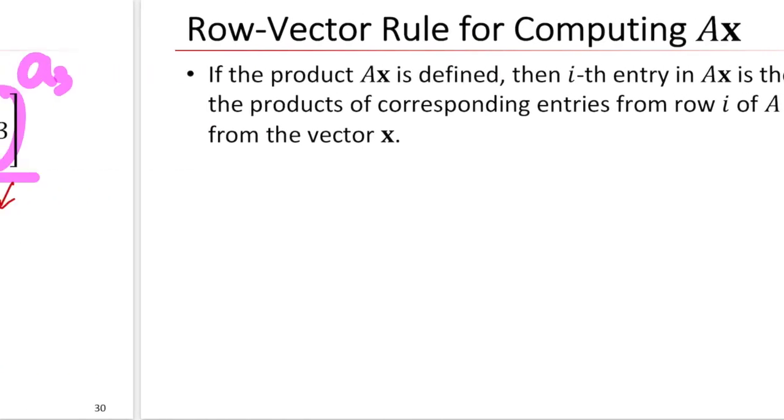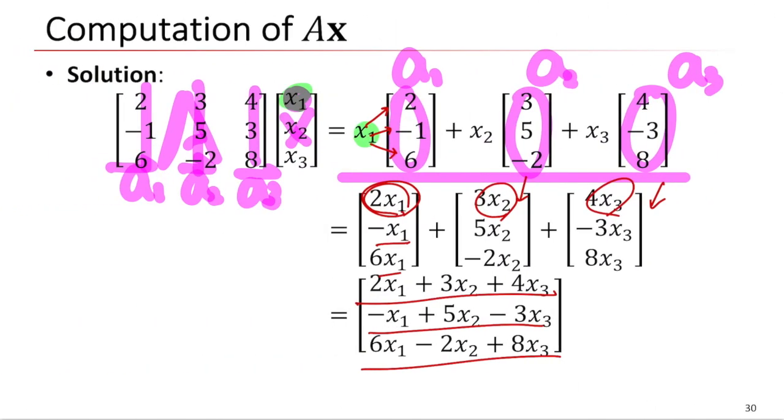From here we can see that the dot product of this row vector with this column vector is this one.